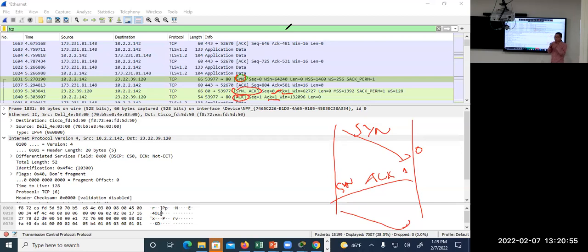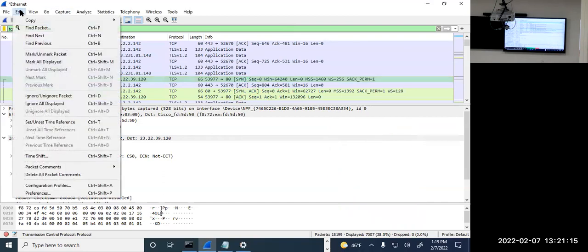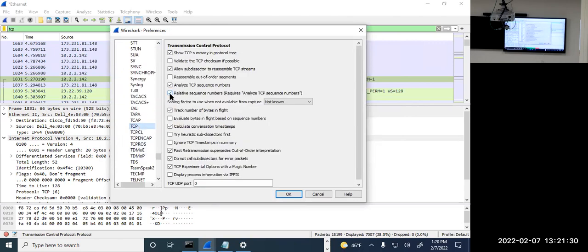But actually, in real traffic, it is generated randomly, and the randomness is for security purposes. If you want to change it to the real number, you go to the preferences, then to the protocols, and this one is TCP. Yes, this one, I click this one.